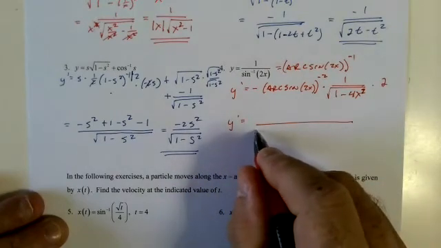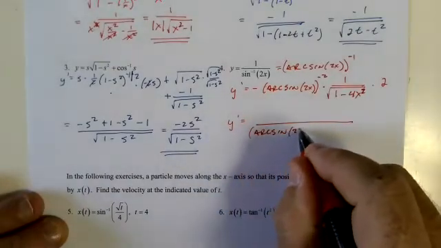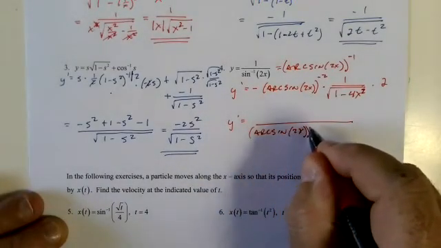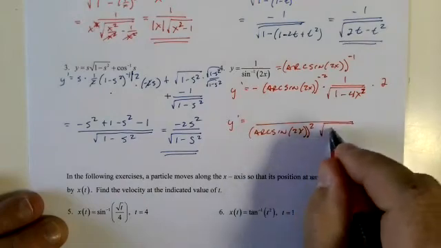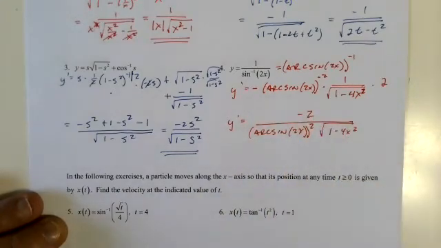Arc sine 2x squared, 1 minus 4x squared, negative 2. Hideous looking math.